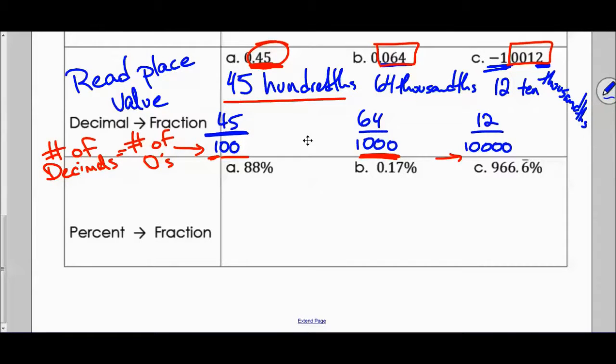This is the first step of the problem, just writing it as a fraction. If the fraction is not simplified, we need to simplify it. We never want to leave a fraction unsimplified. Okay, so on this first one, we have 45 on top, 100 on the bottom.